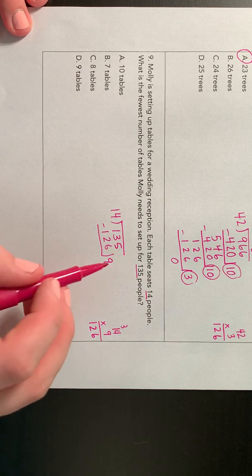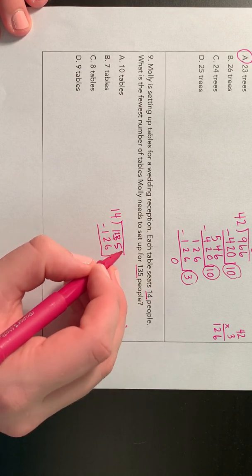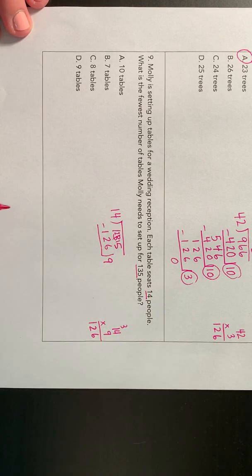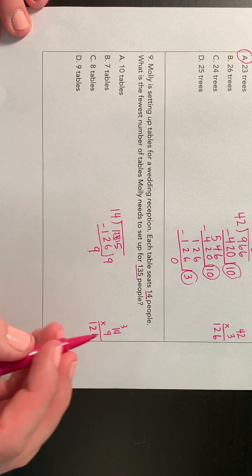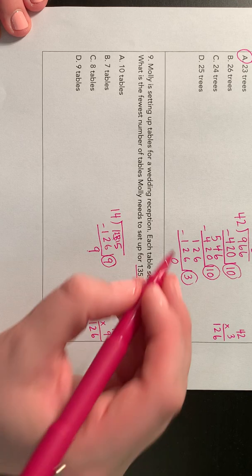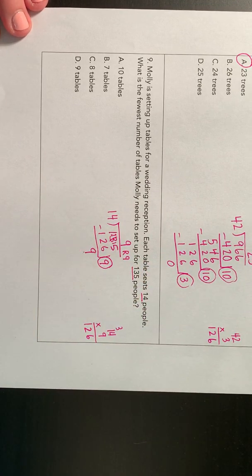Now I'm going to subtract. 5 minus 6, I can't do that, so I have to borrow, make that a 2, and turn that into a 15. Now 15 minus 6 is 9, and 14 can't go into 9, so I know that I'm finished with my problem. My answer is 9, remainder 9, because 9 was what I had left over.